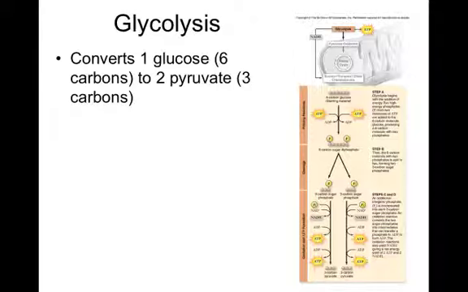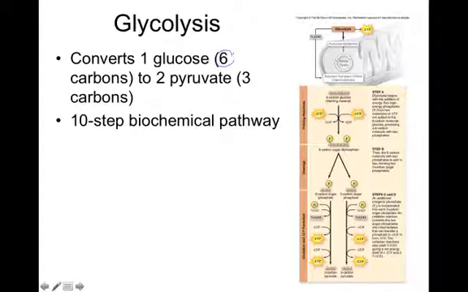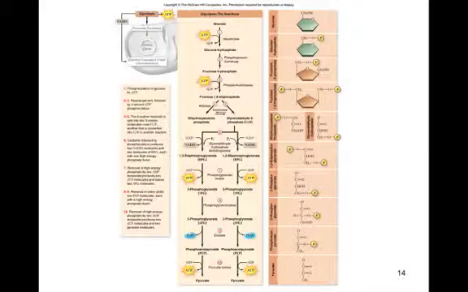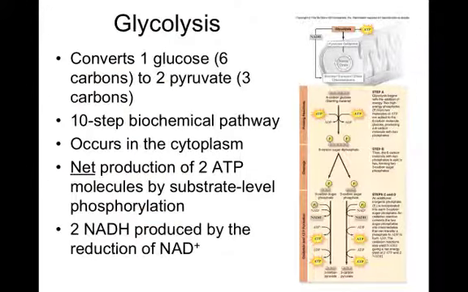Again, glycolysis. So it makes sense that we're going to split a 6-carbon sugar into 2 3-carbon sugars. This is a 10-step biochemical pathway. Let's take a quick look at the whole thing. These are each of the 10 different steps. Now you can look at these and become overwhelmed, but it's okay. You don't need to know each of those 10 steps until you take a course in biochemistry. For now, we're going to simplify the process.